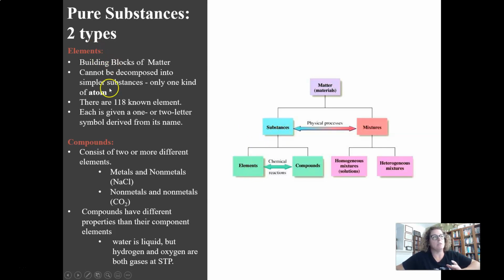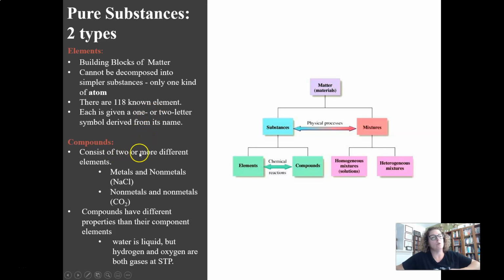Elements, as you see in the definitions over here, are the building blocks of matter. They are what matter is made out of. You cannot decompose them. You can't break them down any further. An element is a single type of atom. We have 118 known elements as of today, and who knows how many more will come. Each one has a 1 or 2 letter symbol, like hydrogen as H or oxygen as O. We all know certain elements out there in the world.